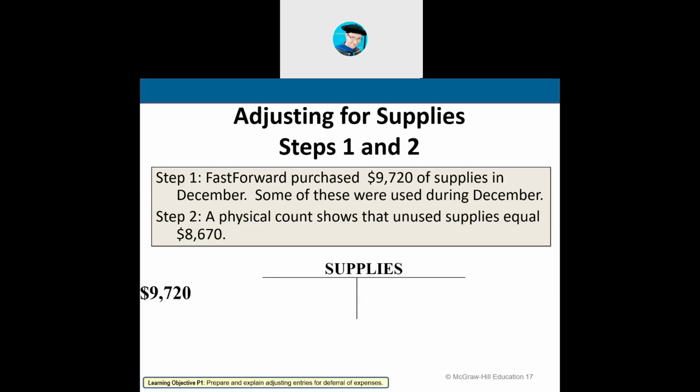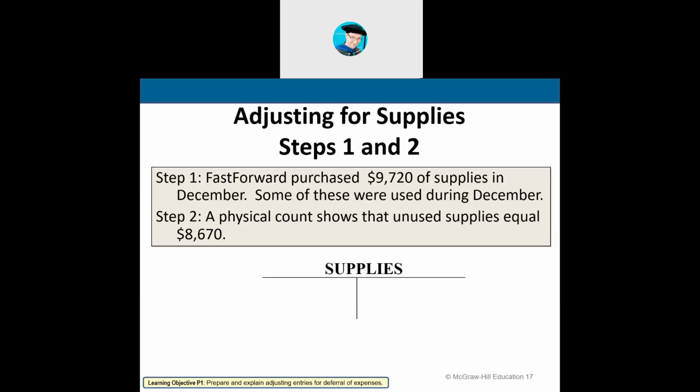In this case, we're adjusting for supplies. So think about, let's say you have a business and you need to purchase raw materials in order to create a product, right? You're a manufacturer of sorts, and you need to purchase raw materials. So in our business, we purchased $9,720 of raw materials in the month of December. We created some of our finished goods in the month of December. So we need to account for the amount of supplies used and unused.